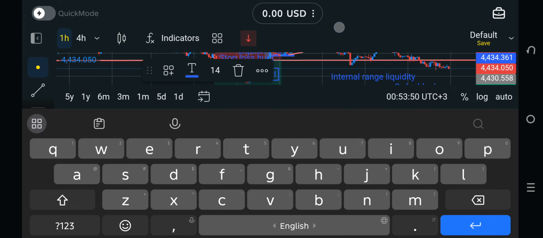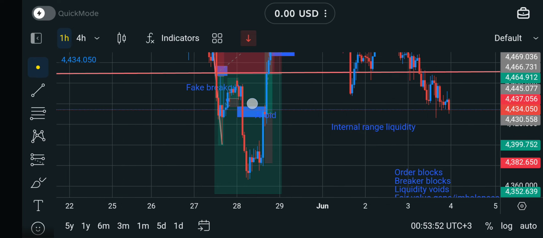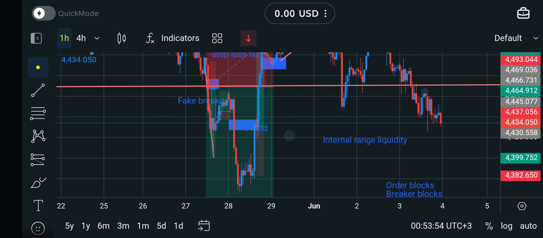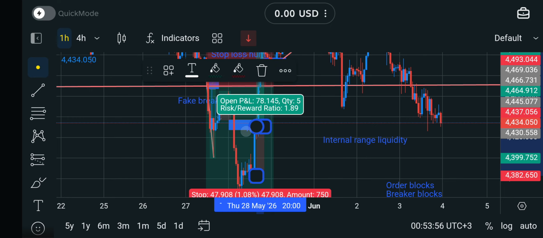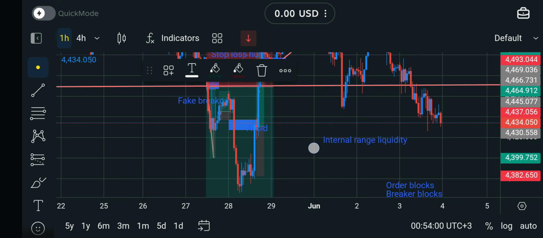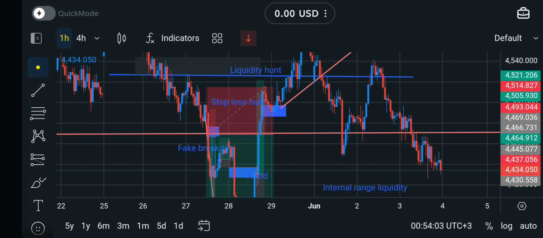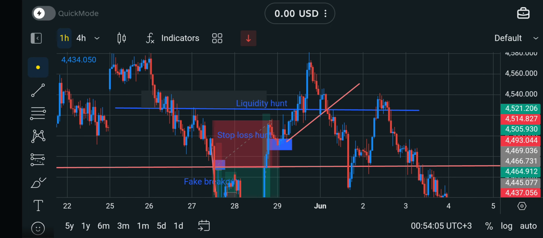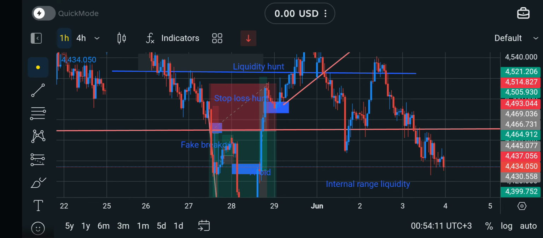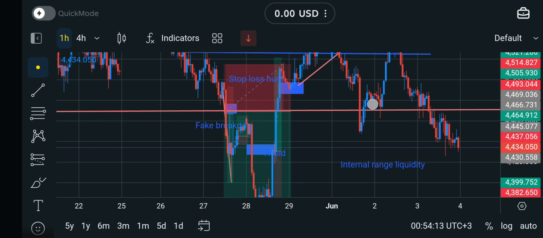Avoid fake breakout. It is actually meant to put you down, slow your trades, and hunt down your stop losses. So you can see here, what do you do? You wait for the market to come onto your position.